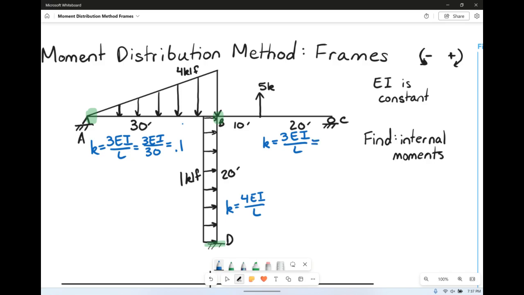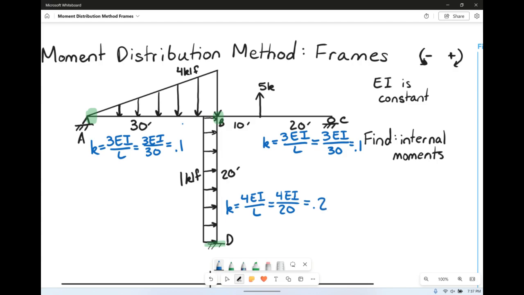So over here, we also have 3 times EI over L. L is also 30, so that again is 0.1. For BD, L is actually 20 feet, slightly different, so we have 4EI over 20. That's going to equal 0.2.